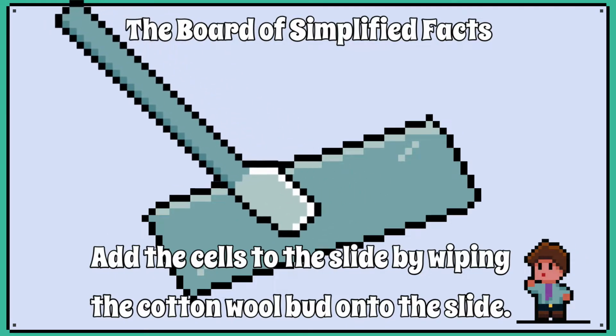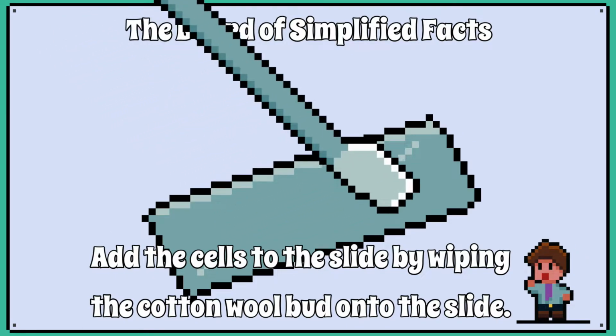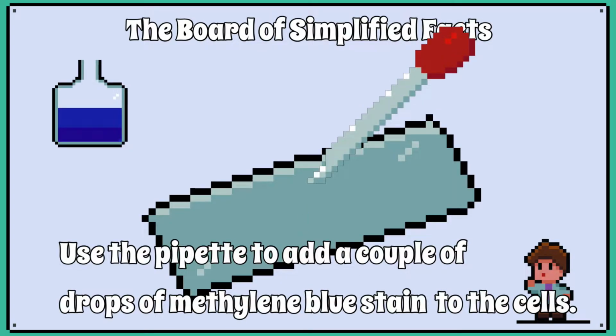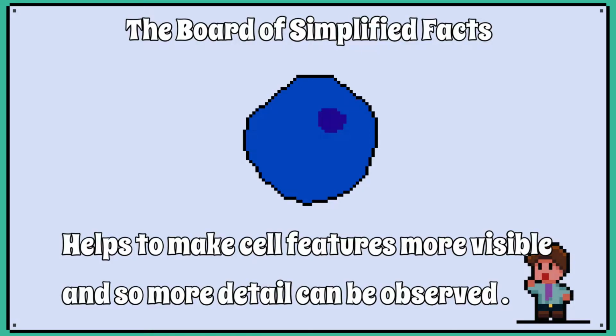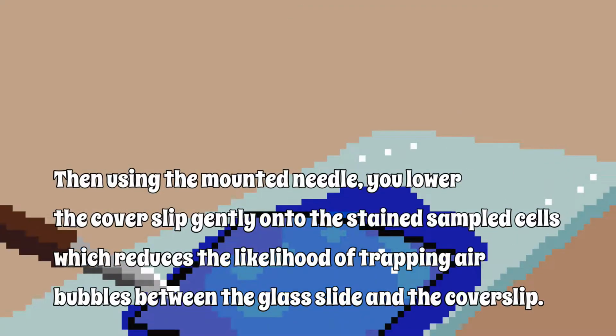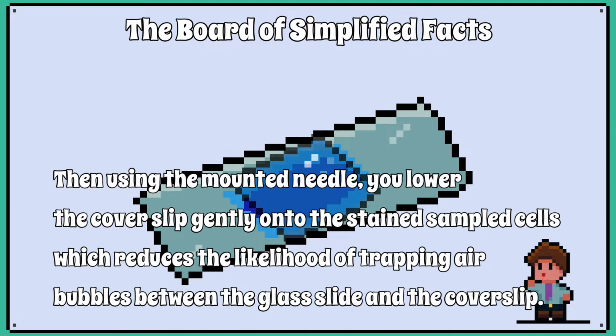Then you wipe the sampled cells onto the glass slide. The used cotton wool bud is then hygienically disposed of by placing into disinfectant to avoid contamination. Using a pipette, add a couple of drops of methylene blue to the glass slide in order to stain the cells, to make the cell features more visible and so that more detail can be observed. Then, using the mounted needle, you lower the cover slip gently onto the stained sampled cells, which reduces the likelihood of trapping air bubbles between the glass slide and the cover slip.